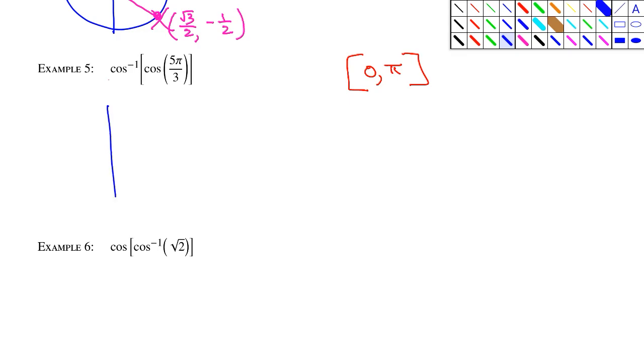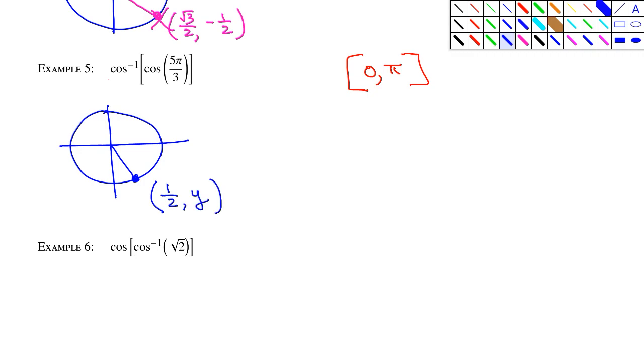we draw the picture, and we draw the angle 5 pi over 3. And this has an x-coordinate of 1/2. We'll call that y1. And this angle is in quadrant 4. We're not allowed to use quadrant 4. We can only use quadrants 1 and 2. So what we're going to do is create the vertical line that passes through that point. And we choose the vertical line because I need the x value to stay the same.